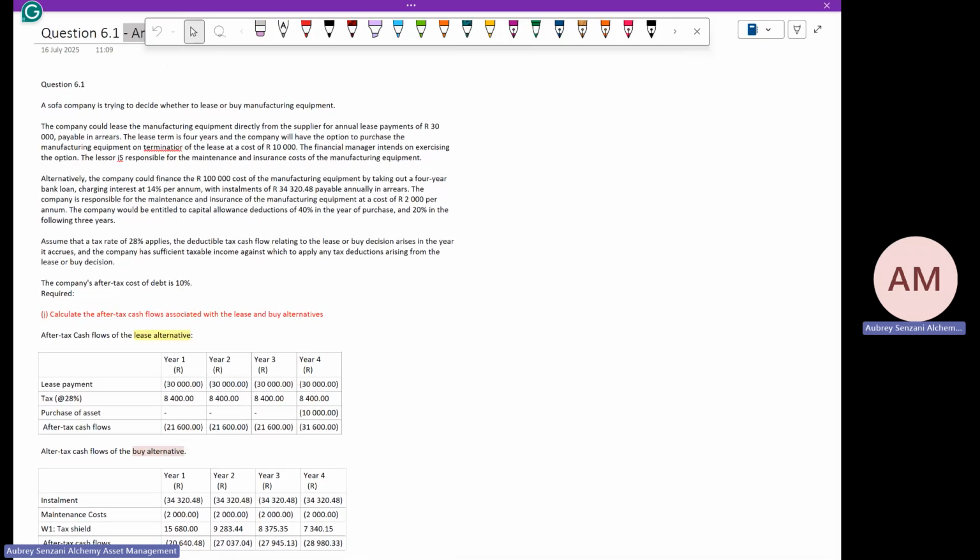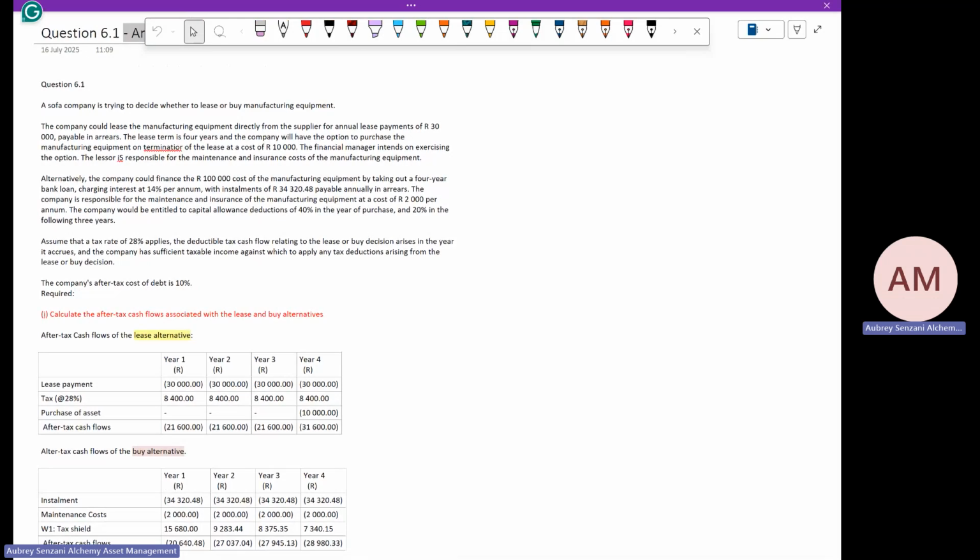The company is responsible for the maintenance and insurance of the manufacturing equipment at a cost of 2,000 per annum. So here you can see it's not just about having enough money to buy the machine. It's also about the maintenance costs that come with the machine if we are to buy. The company would be entitled to capital allowance deductions of 40% in the year of purchase and 20% in the following 3 years. So quite a lot to consider here.